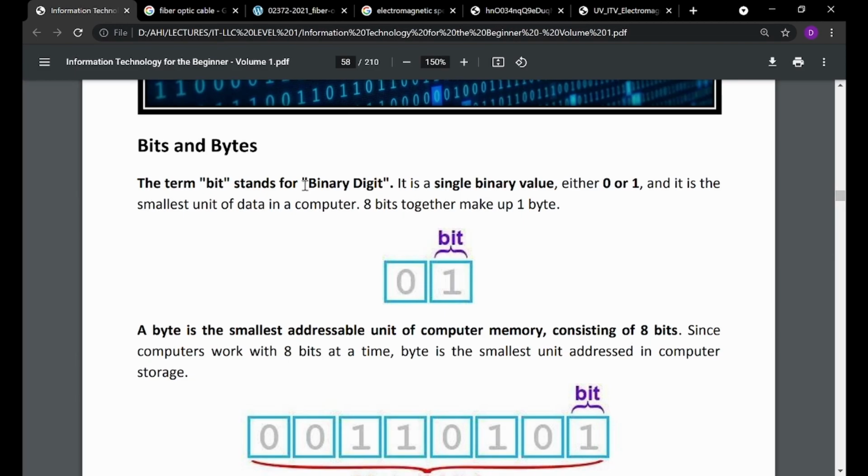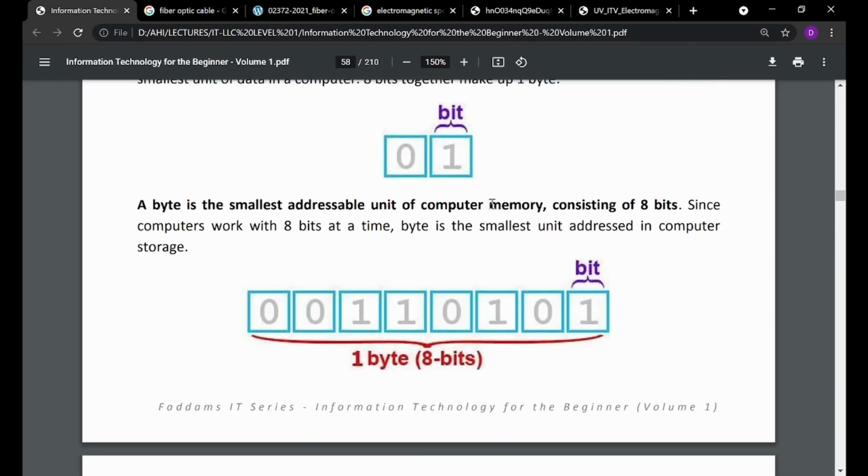Bit and byte. The term bit stands for binary digit. It is a single binary value, either 0 or 1, and it is the smallest unit of data in a computer. 8 bits together make up 1 byte. 8 bits together make up what? 1 byte. So 0 is a bit, 1 is a bit.